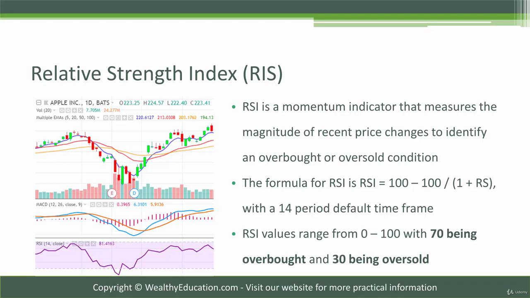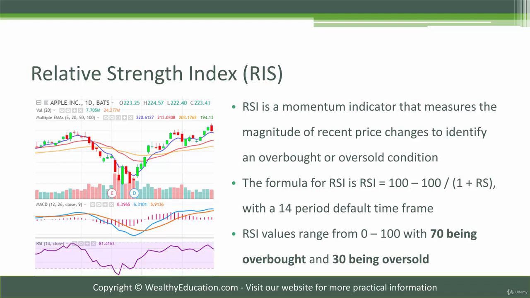The formula for the RSI is RSI equals 100 minus 100 over 1 plus relative strength. This is with a 14-period default time frame. So it's either 14-day, 14-minute, or 14-hour. It doesn't matter. The RSI works in all time frames.